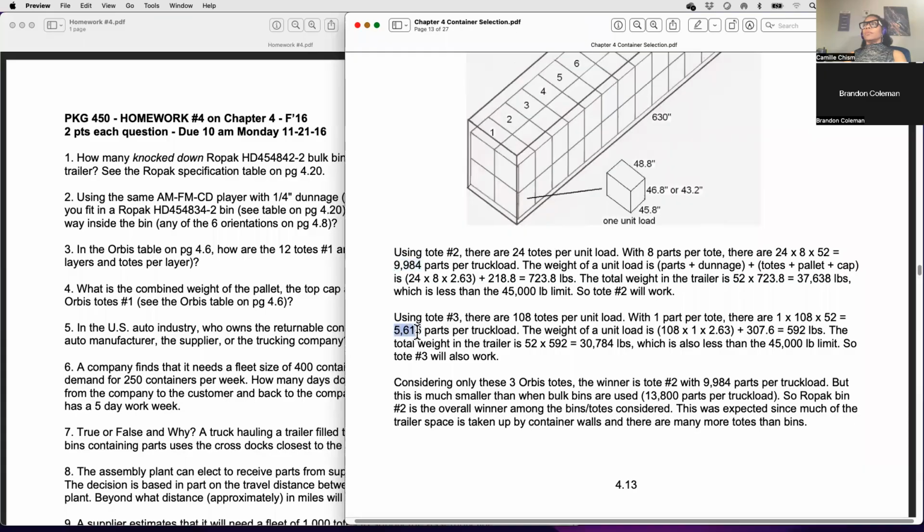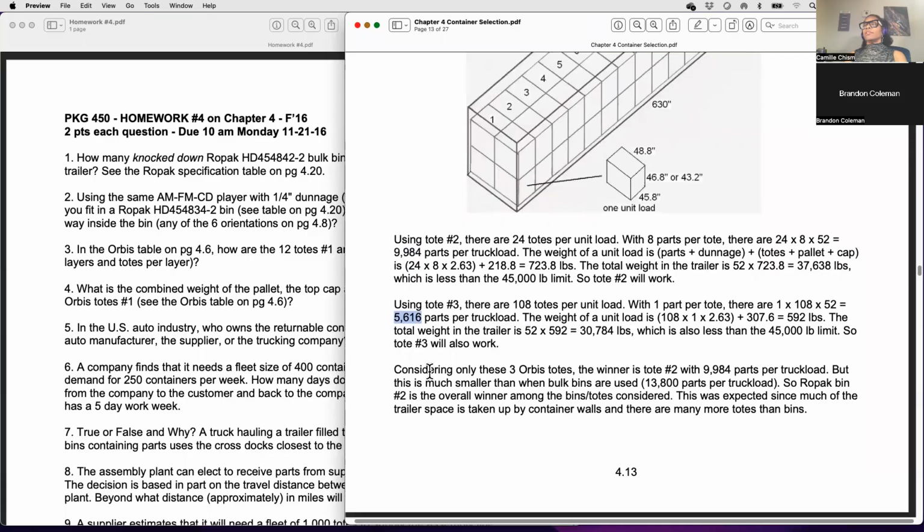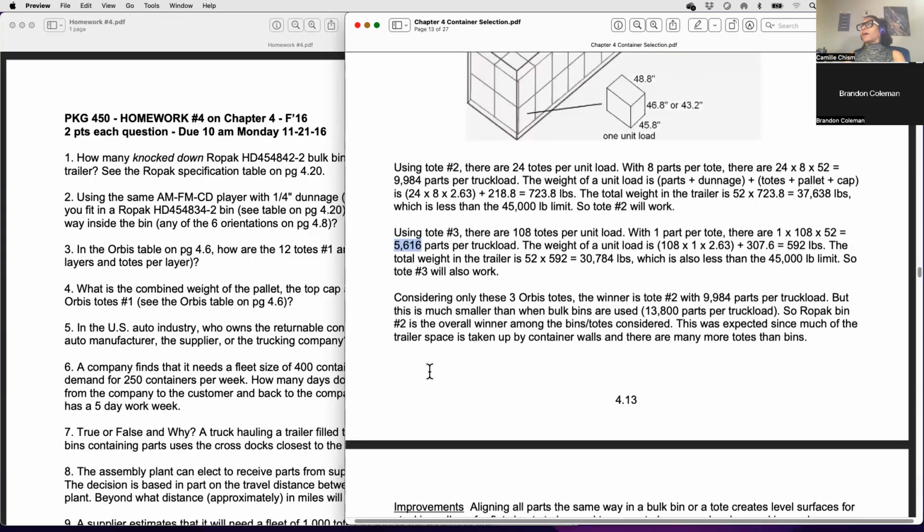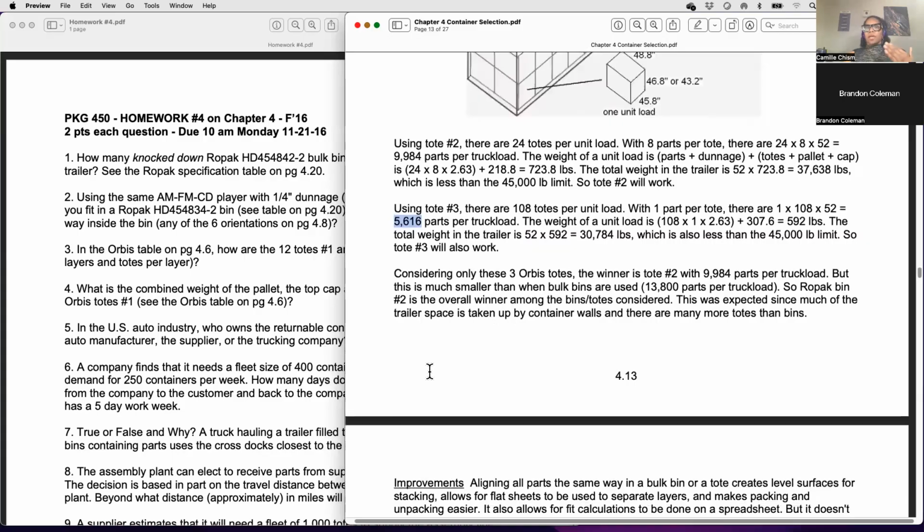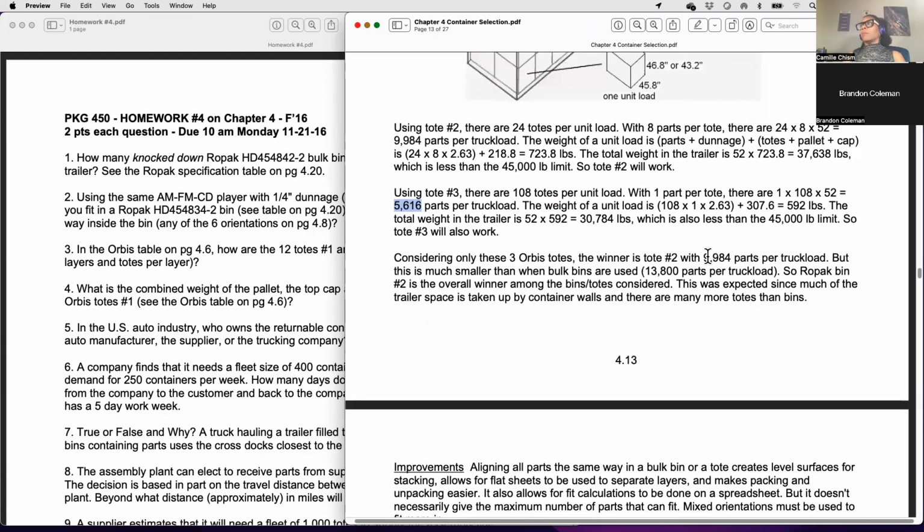With this tote, putting one per tote, you're only going to get 5,600 radios per truckload. So that's kind of how you look at it. You've gone through all these exercises: weight, the size, think about limitations on the floor. You go through that decision chart, and now you've got it narrowed down to these 2 totes. And then when you start looking at how many do I get per truckload, you're looking at tote number 2, because like I said, you're getting almost 10,000 parts per truckload. You're almost doubling how many radios you're getting per truckload.